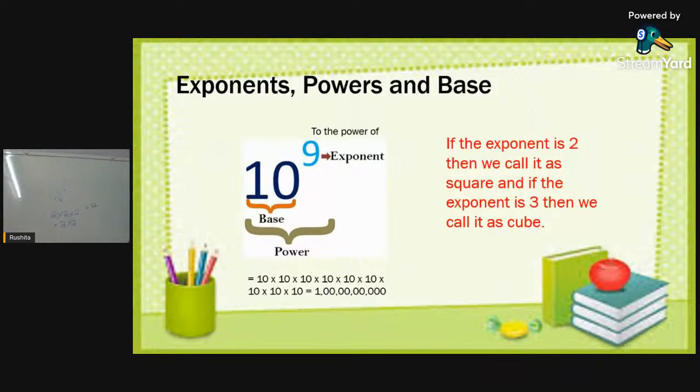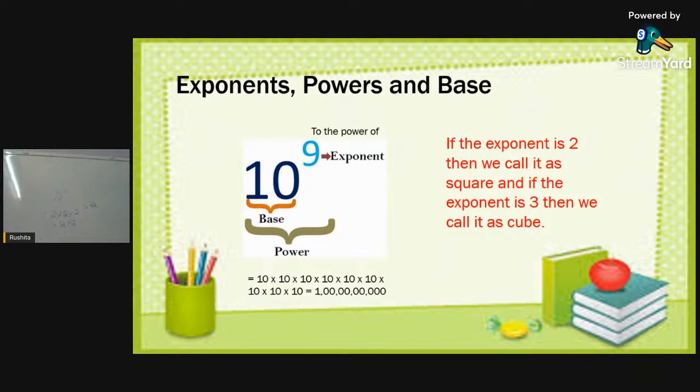Yeah. So if 2 is there, then we should say it as 2 square. And if 3 is there in the place of an exponent, then we have to say it as 2 cube. Understood? 2 cube.